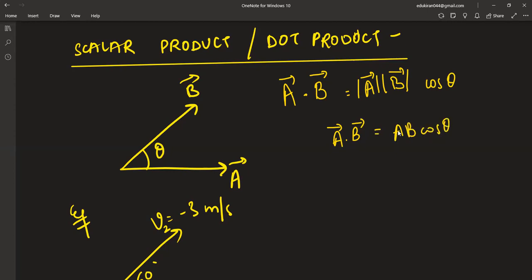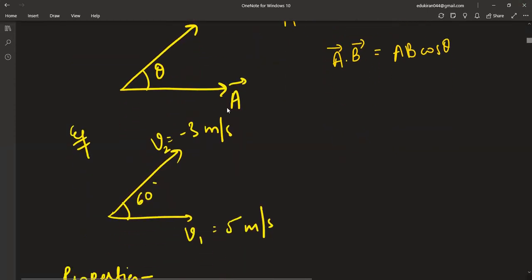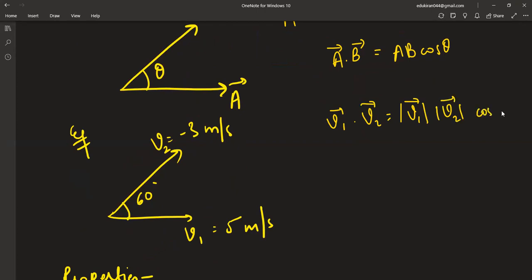What is AB? A is the magnitude of A, B is the magnitude of B. For example, in this example I have written V2 is -3 meter per second, V1 is 5 meter per second, and the angle between them is 60 degrees. Now I want to find out V1 vector dot V2 vector. So how will I put it? I will first consider the magnitude of V1, then the magnitude of V2, and multiply it with the cosine of the angle that is being made.